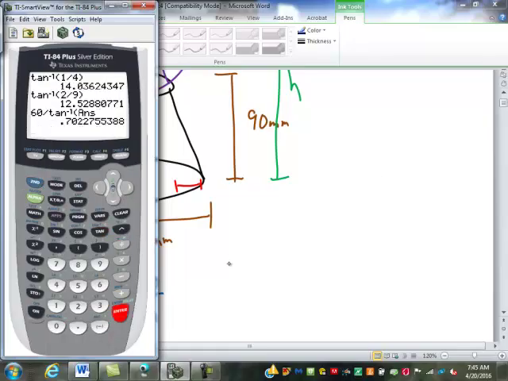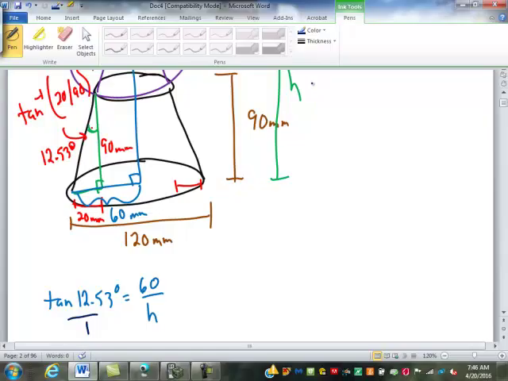0.70. That is not correct. 60 divided by tangent, not inverse tangent, of 12.53. That should be better. 269.97 sounds better. Millimeters. Everybody see where that came from?